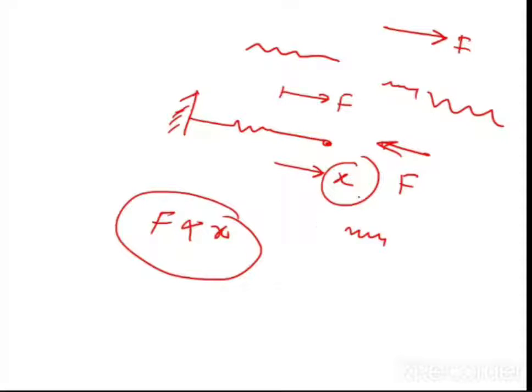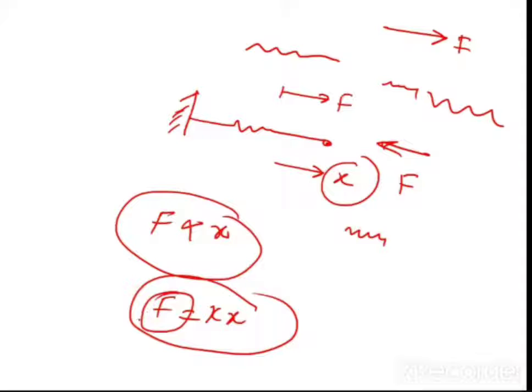So extension and compression are the two phases of a spring, depending on whether you apply a compressive force or a tensile force. But always F is directly proportional to x. So F is equal to K into x. This F is called the spring force, and it is always given by K into x.